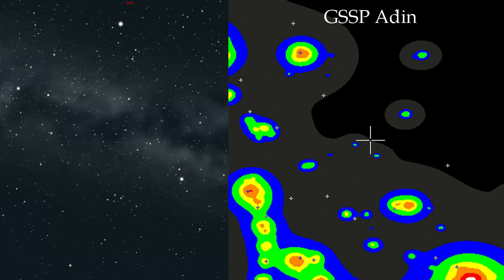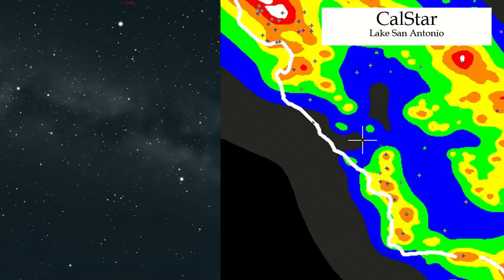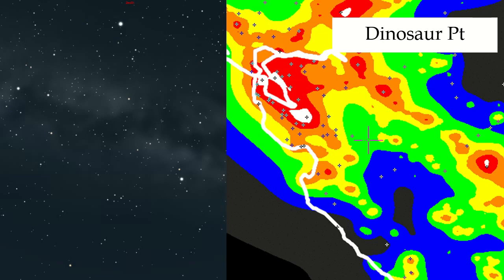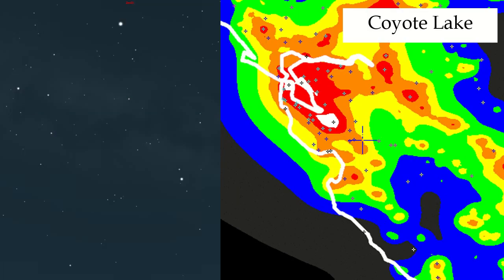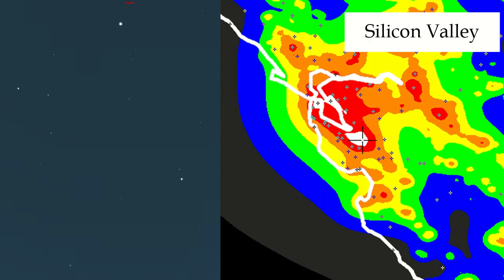Watch what happens to the dimmer stars as we move to more light polluted locations. At these locations, the sky is still dark enough to see the Milky Way, but if you look closely, dimmer stars disappear at each step. We're now approaching the central city. In the city, only the brightest stars are visible. With fewer stars, you'll have fewer reference points. This will make star hopping more challenging.